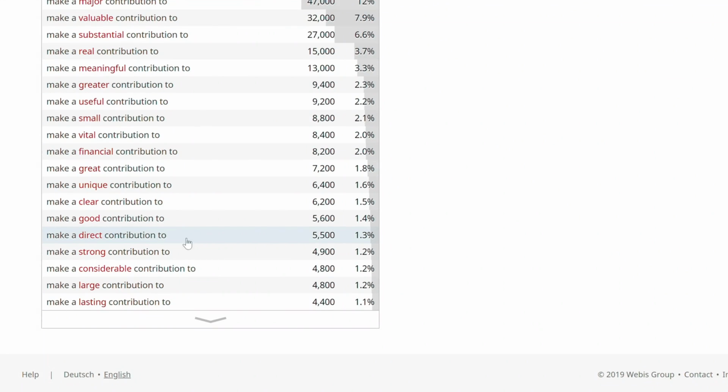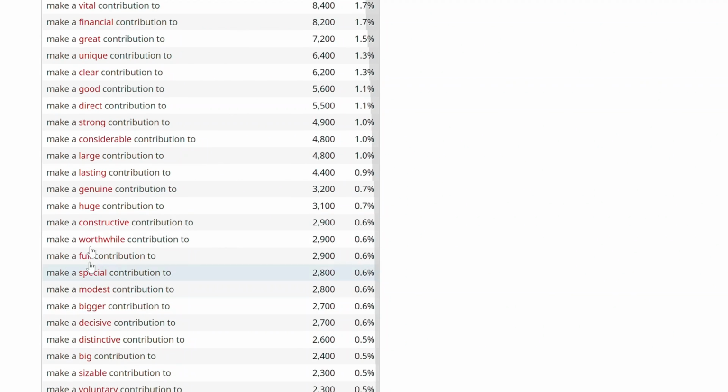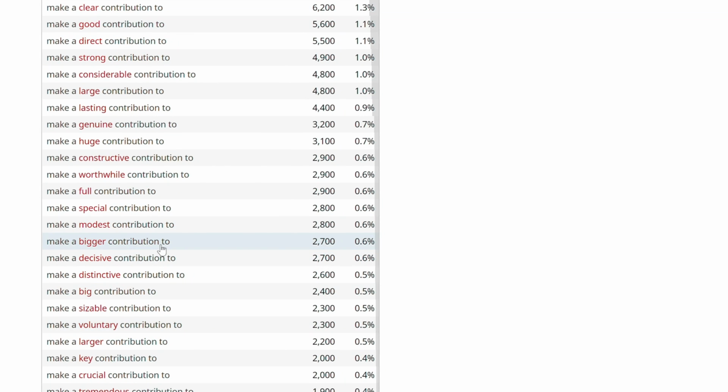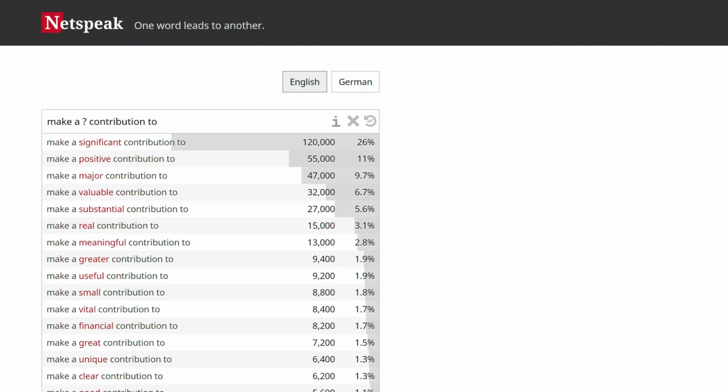Now, obviously, if you go down to words that are used perhaps 1% or less, you probably don't want to be using these words. Very often, words like bigger, special, huge are almost never used, and certainly never used in academic writing. So you want to be looking at the most frequent here. So that's one thing that you can do: use the question mark in place of a word that you're looking for.